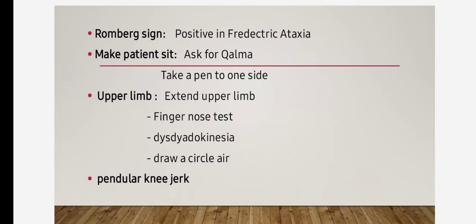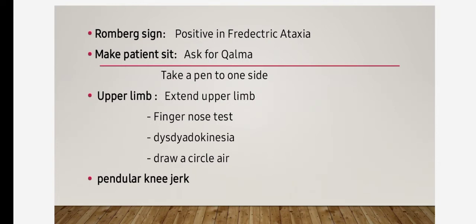Now do cerebellar ataxia maneuvers first on the upper limb and then on the lower limb. Say to the patient to extend your arm straight forward. Place a piece of paper to check for tremors. Do the finger nose test for past pointing. Do the dysdiadokinesia maneuver, rapid pronation and supination of the hand on the other hand. Draw a circle in the air, which is defective in case of cerebellar ataxia.